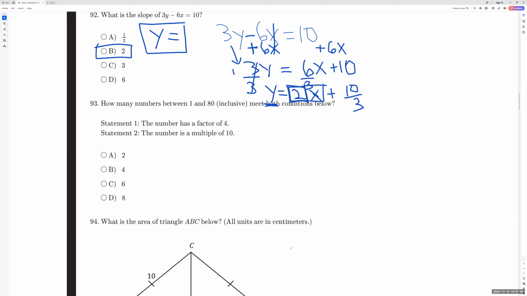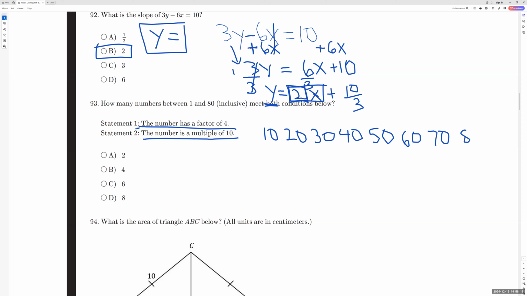For number 3, the number has a factor of 4, and the number is a multiple or has a factor of 10. So it's the same thing. Between 1 and 80, the multiples of 10 are going to be 10, 20, 30, 40, 50, 60, 70, and 80. Now let's see if all multiples of 4 go every 10 as well, because they have to match both requirements.